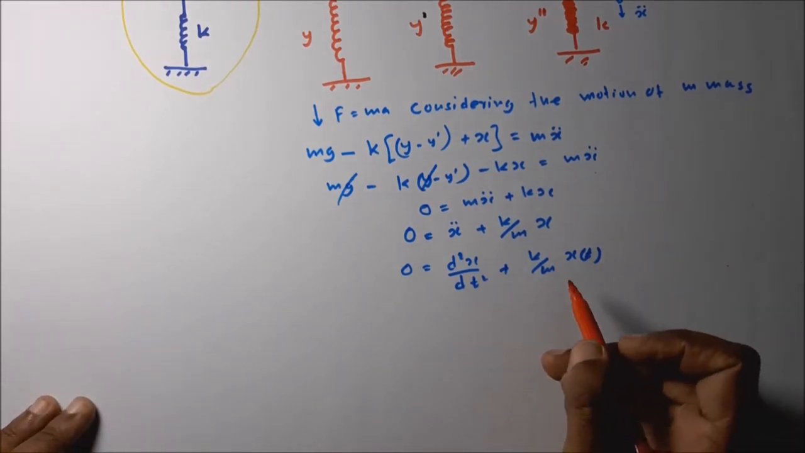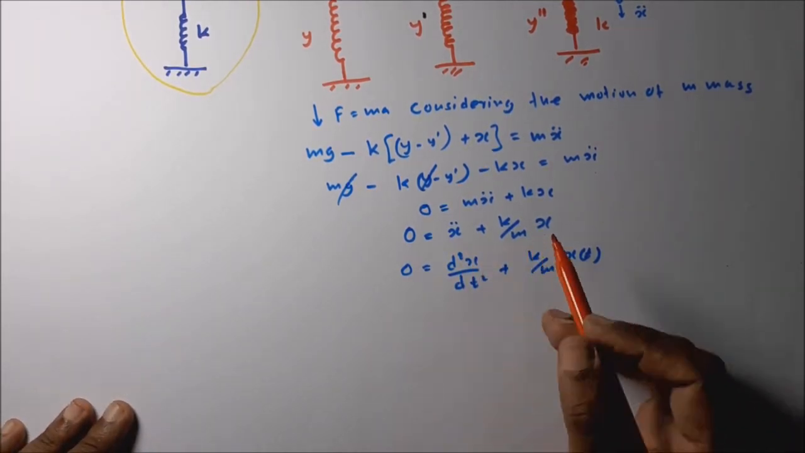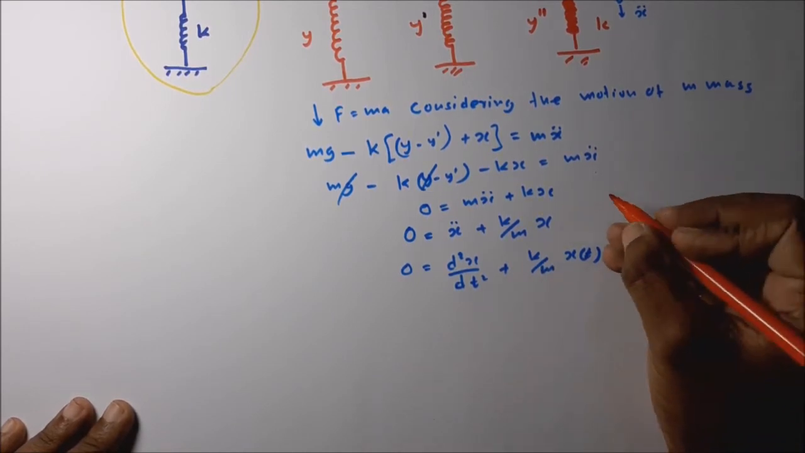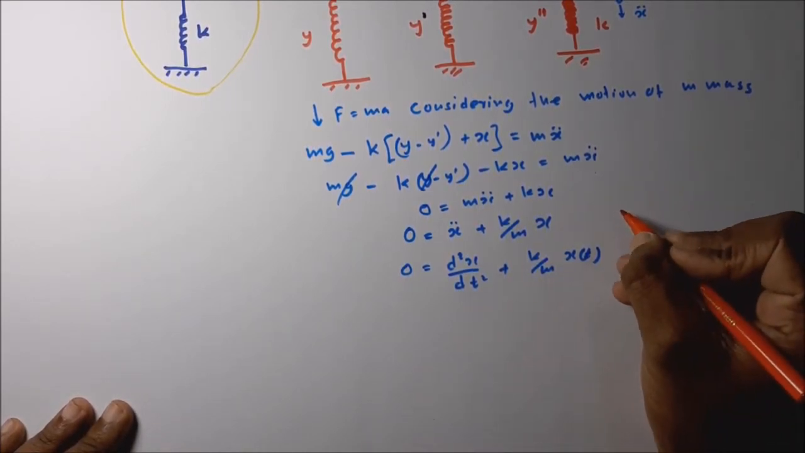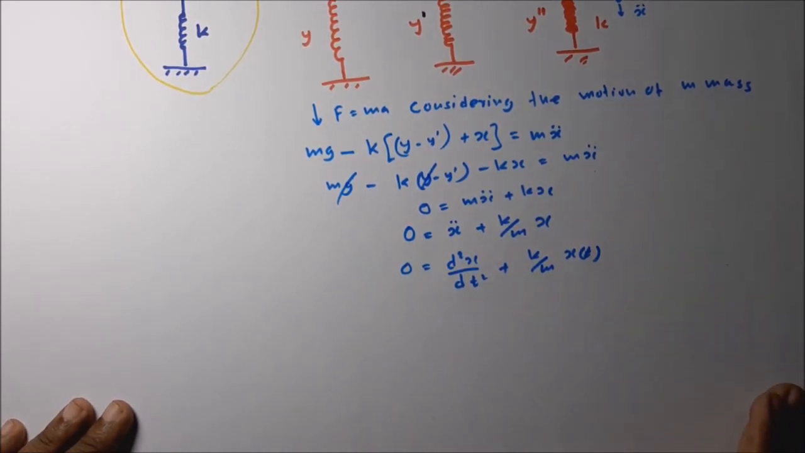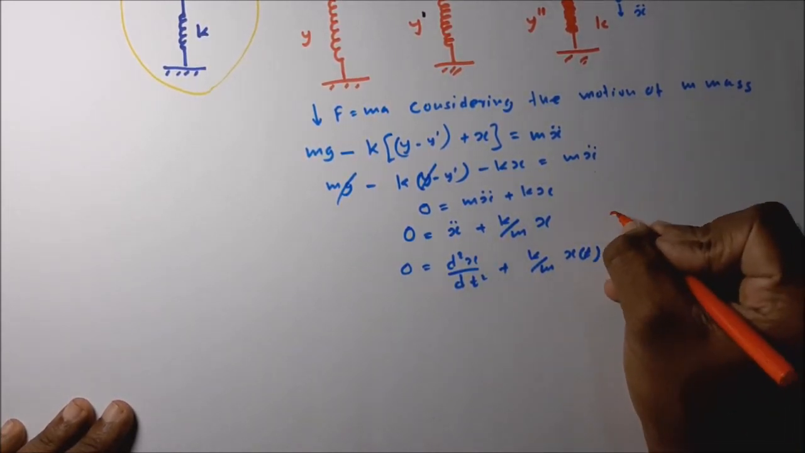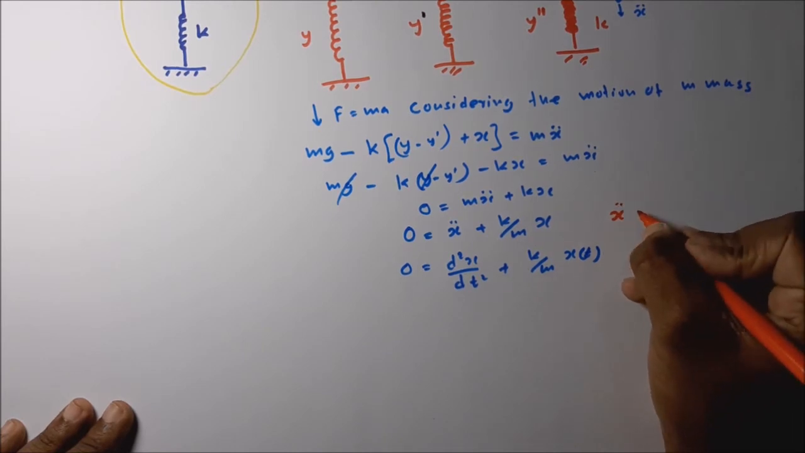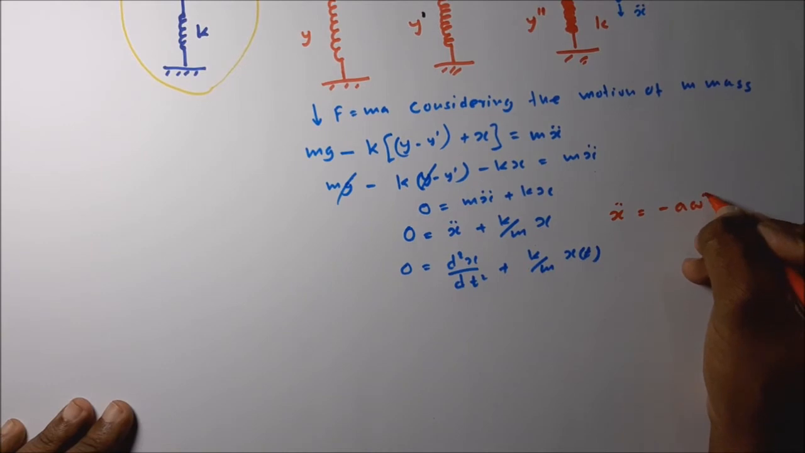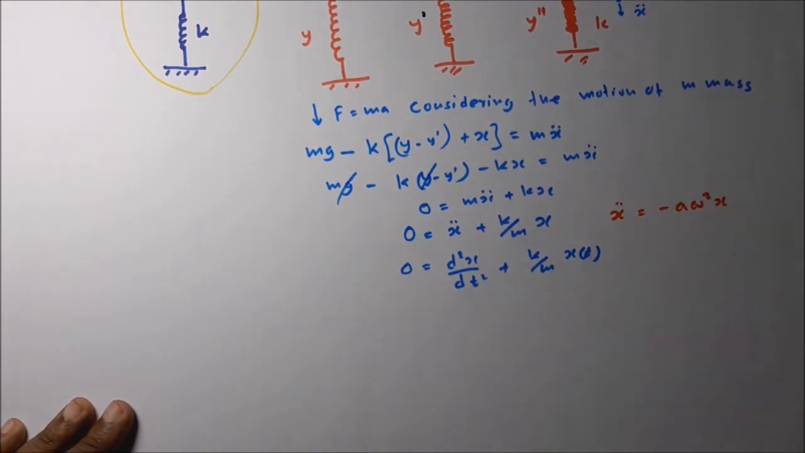It is actually similar to the simple harmonic motion equation. Now, what is the simple harmonic motion equation? I think you all know the simple harmonic equation. x double dot is equal to minus omega square x. This is the simple harmonic motion equation.